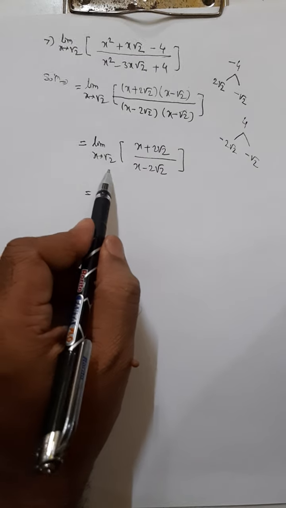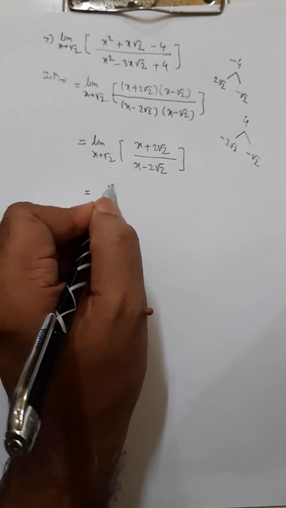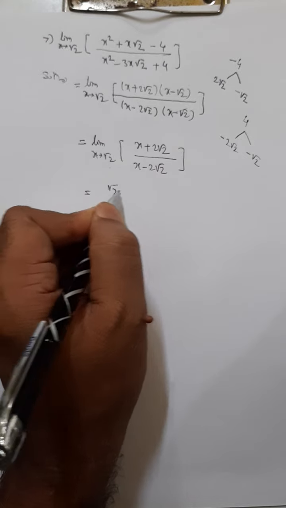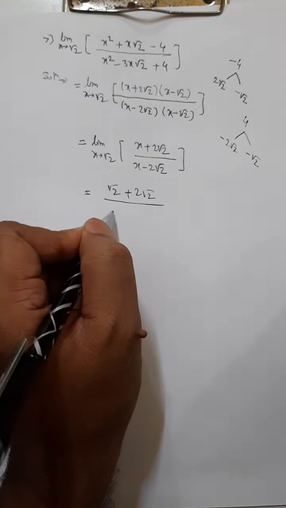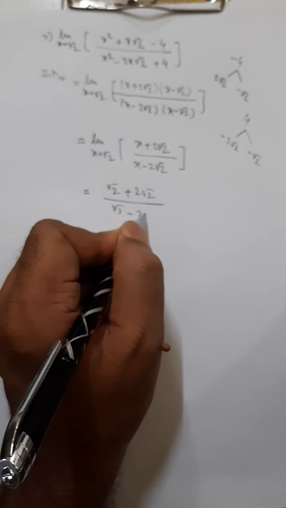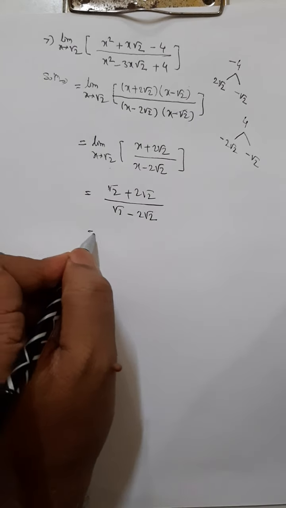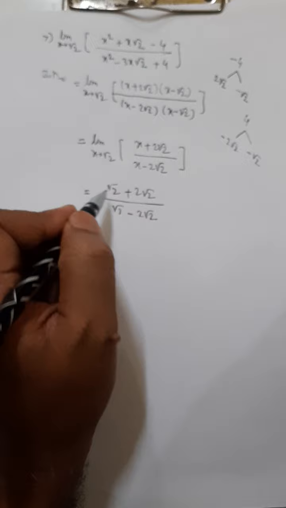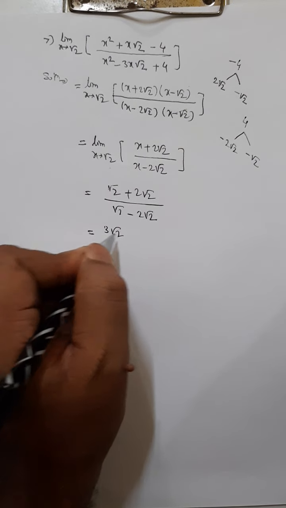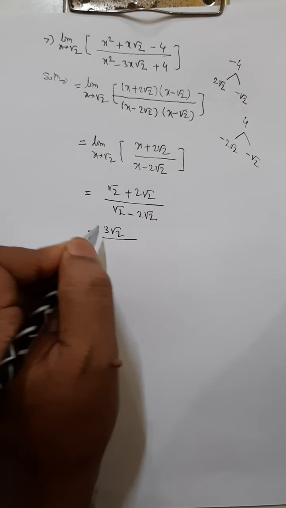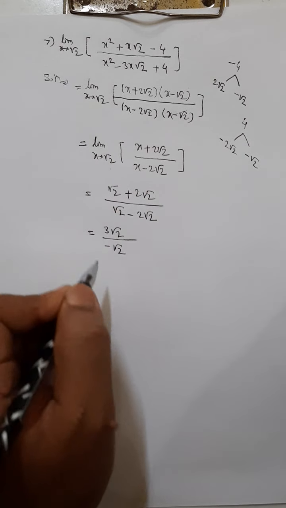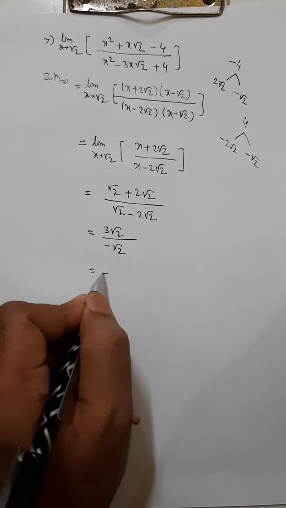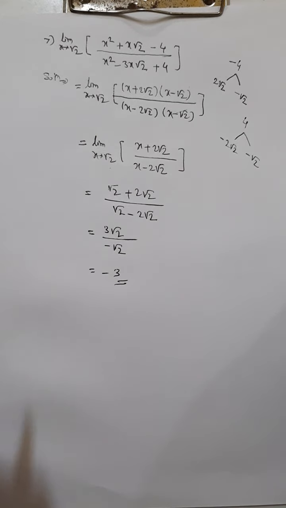Now we can take the limit x tends to root 2. So put here x equal to root 2, plus 2 root 2 divided by root 2 minus 2 root 2. Addition 2 root 2 plus 1 root 2, that is 3 times root 2. Denominator 1 minus 2, that is minus 1 root 2. Root 2 cancels here, we get minus sign and 3. So minus 3 is the limit.